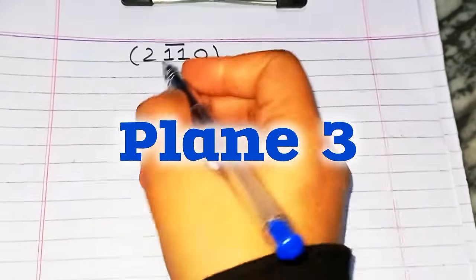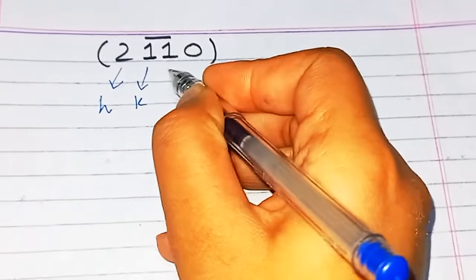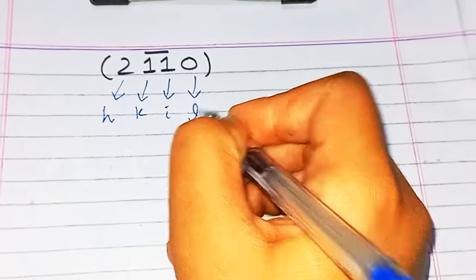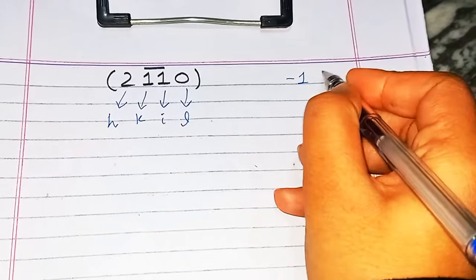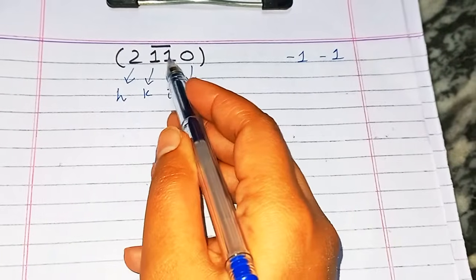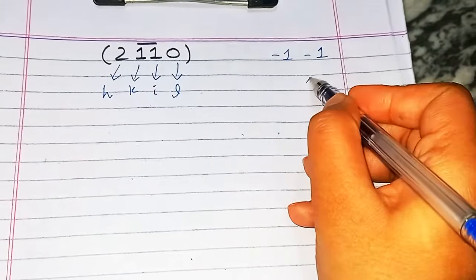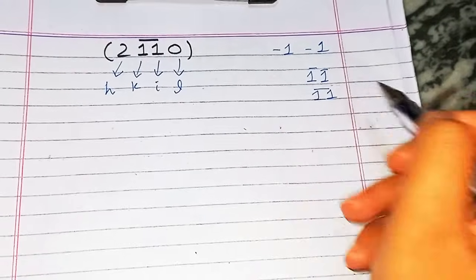This is the third plane that we have, and this is the H index, this is K index, this is I index, and this is the L index. As we can see, there is a single bar over these two numbers. It means that both of them are negative. So whenever they are consecutive negative indices, instead of this, you can also do this. Both of them are correct.